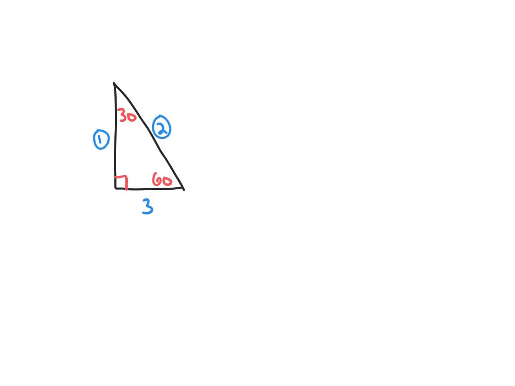So with 30, 60, 90 triangles, we kind of have to shift our brain a little bit. What's the most important side? The short leg. In this case, do we have the short leg? 3, right? 3 is our short leg. Doesn't matter out of sides 1 and 2 what I find first. I'm just going to pick that side 2. How do I go from short leg to the hypotenuse? Multiply by 2. Yep, so we take 3 times 2, which is 6.